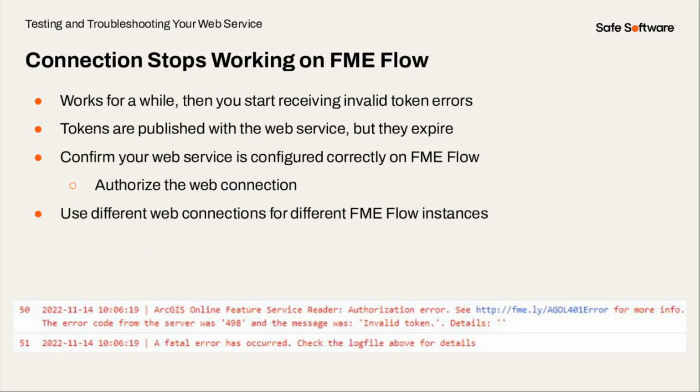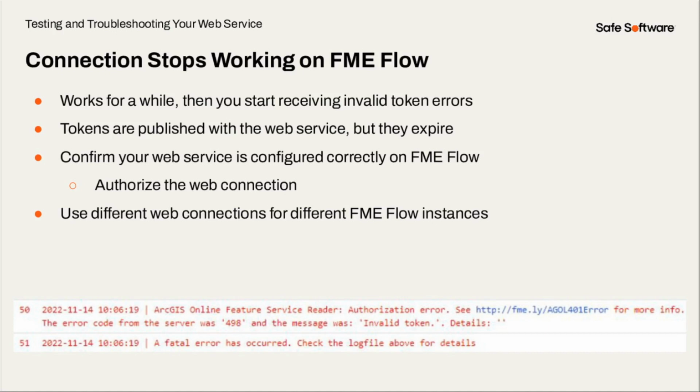One common issue though that we do see a lot is the connection works fine on FME Form and then you publish it up to Flow and it's not working. It might work for a while on FME Flow and then you start receiving an invalid token error like the one on this slide. So again, like we mentioned at the start of the webinar, tokens have an expiry time. And when you publish a web service from Form to Flow, that authentication token is actually published up to FME Flow with the web service, but it will expire and then Flow will need to go get a new one. And if the web service isn't configured right on FME Flow, it won't be able to do that and you'll get these errors.